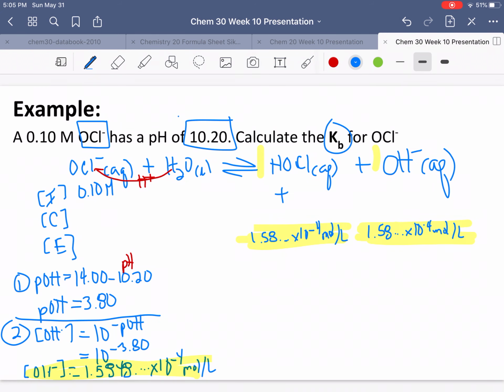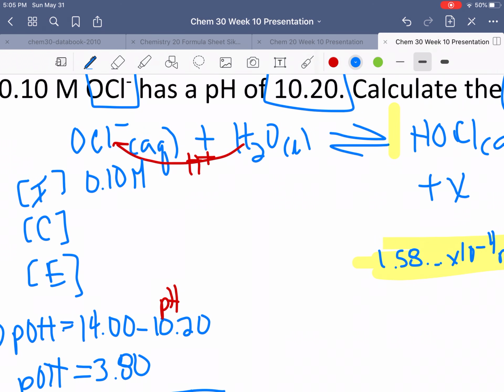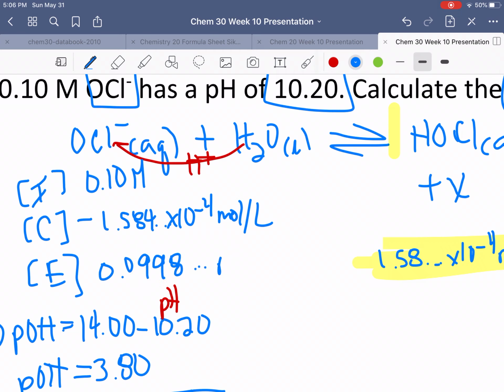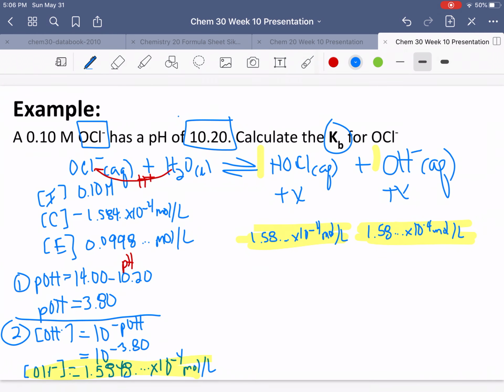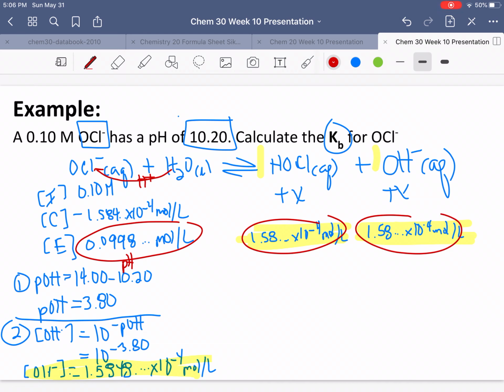Now these both went up by X. What is X? 1.58. So they went up by 1.58 times 10 to the negative 4. So did the hydroxide. Vice versa, the OCl negative is going to go down by that same amount. So minus 1.584 ... times 10 to the negative 4 moles per liter. Subtract those two values, we get 0.0998 ... moles per liter. There we have it. All three of those values are the concentrations at equilibrium.